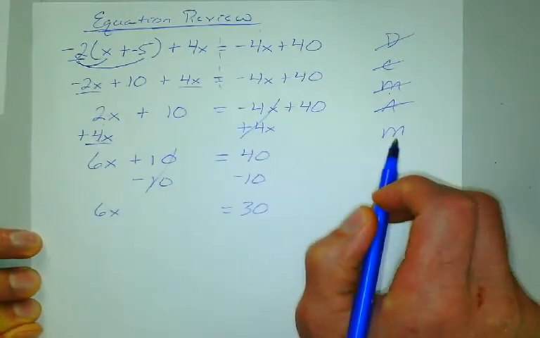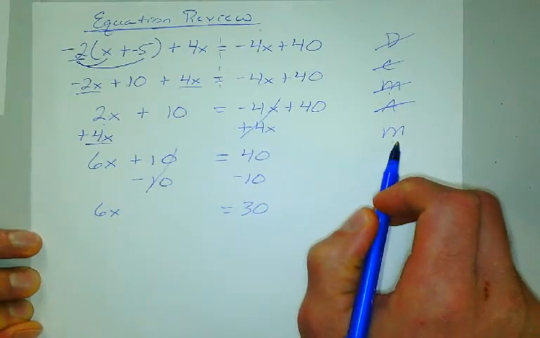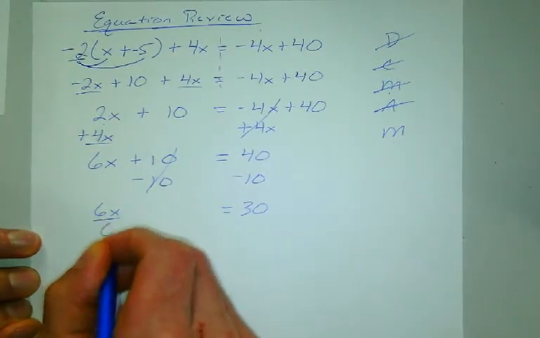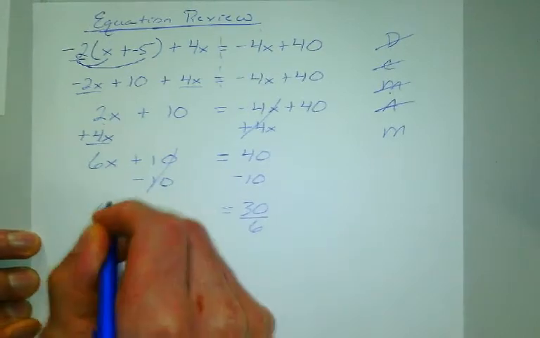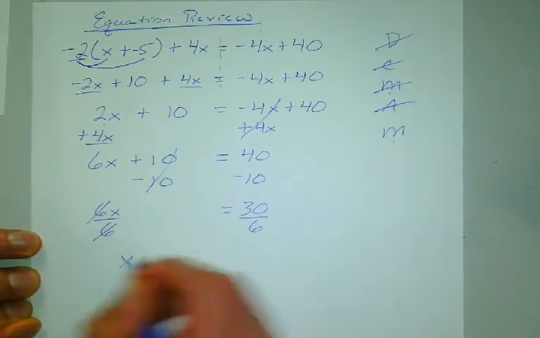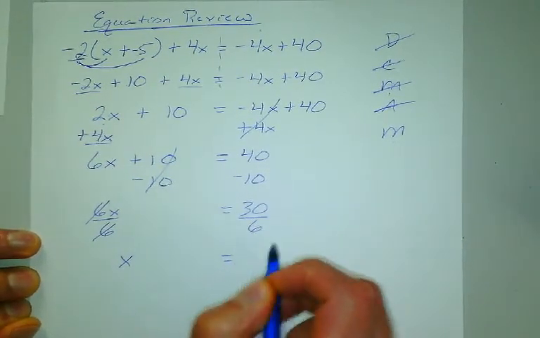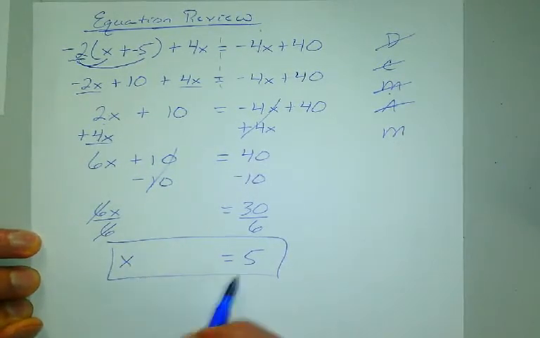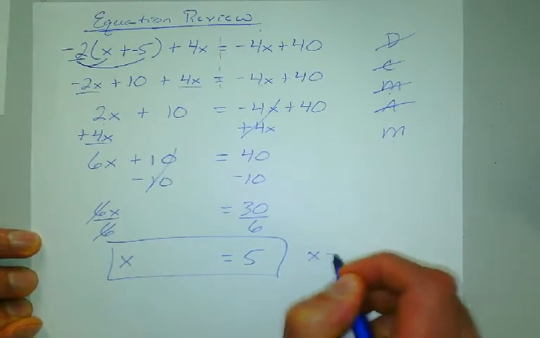Then our last step is undo multiplication or division. In this case, we're multiplying by 6, so we are going to divide by 6, inverse operations. On the left, we're left with our x. On the right, 30 divided by 6 is 5, so x = 5. Why did I leave that big gap there? All right, x = 5.